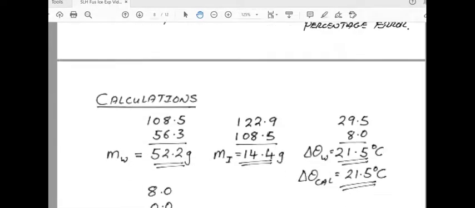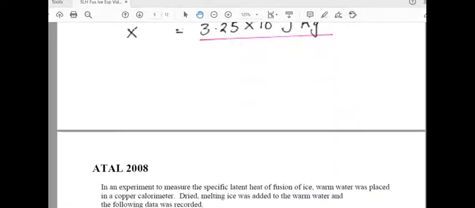Now, was there anything else in that question? I think we're coming to the end of it. Okay, there are my calculations, and I think at the end there was, oh no, there wasn't.